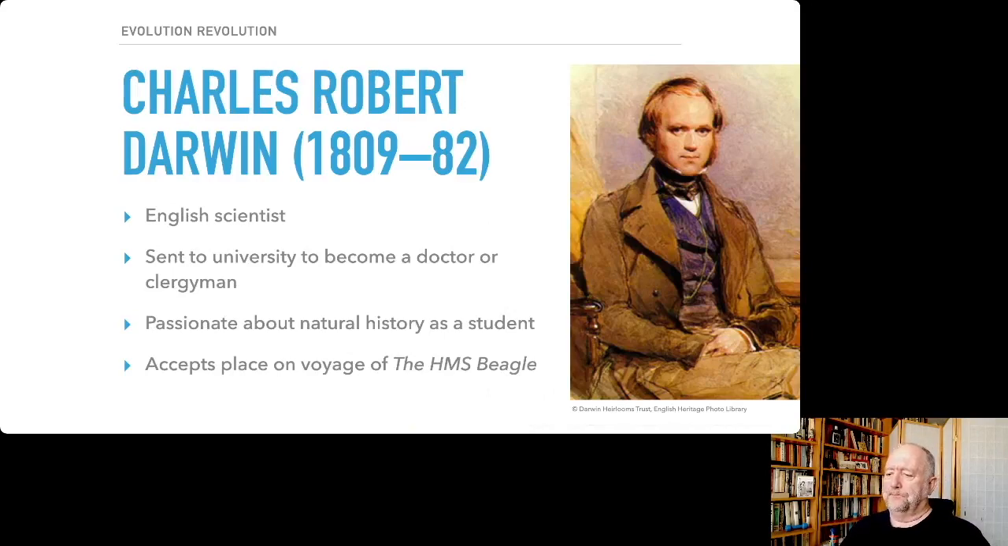So Darwin, born the same year as Abraham Lincoln. He was an English scientist, obviously, although the term scientist had not been invented at the time he became one. He was sent to university to become a doctor in Edinburgh, and he hated the operations on living creatures, including people, and so he was sent then to Cambridge to become a clergyman.